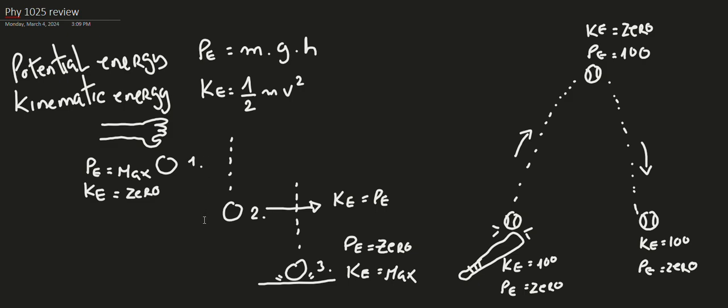As the ball starts to go down, that potential energy will decrease and the kinematic energy will increase until it reaches the bottom where the potential energy is zero and the kinematic energy is at max.